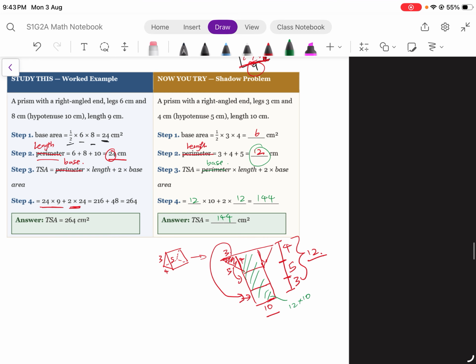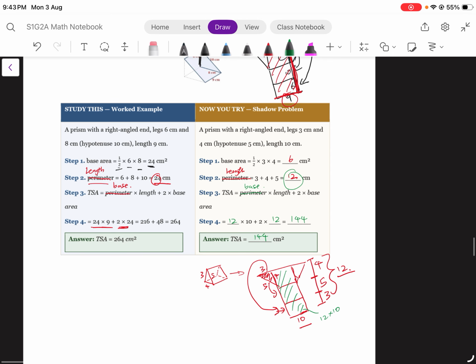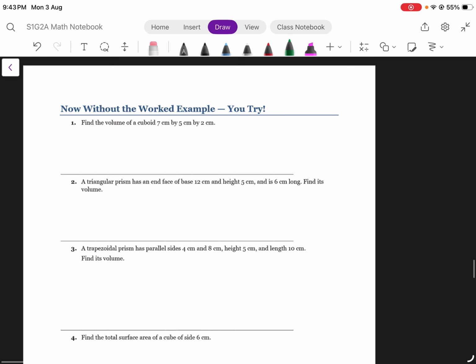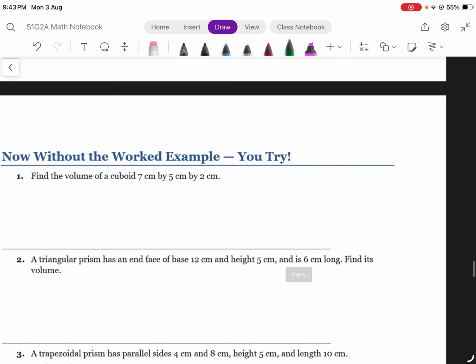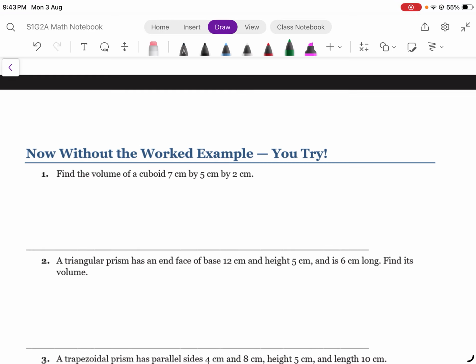Alright, hopefully this is clear to you. You can see what's going on. Now try using the app, see if it helps you. Now find the volume of a cuboid 7 by 5 by 2. So volume is 7 times 5 times 2, 70 cm cube, because it's volume.